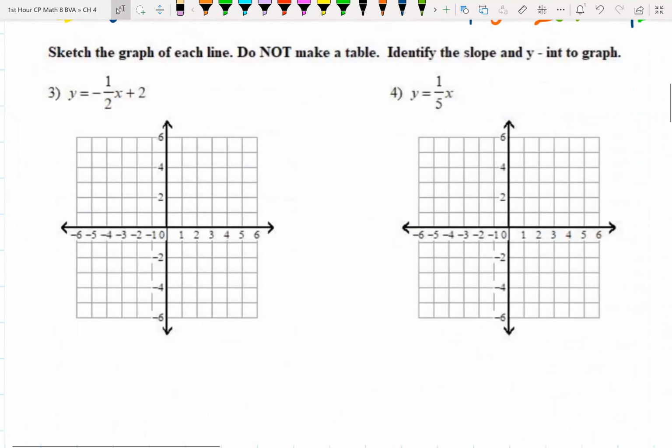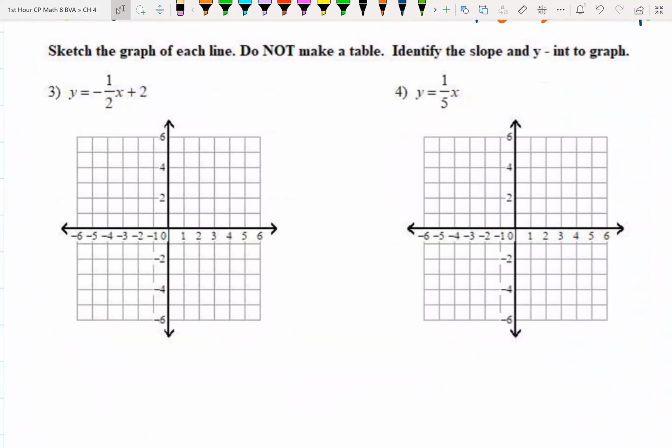3 and 4, you don't need to make a table. Instead, just identify the y-intercept and the slope and use that information to graph it. So this right here is called slope-intercept form, y equals mx plus b. This is the y-intercept. So identify that in each one of these equations. Though there is no number in number 4, so it must be 0. So you can write a +0 there if it makes you feel better.